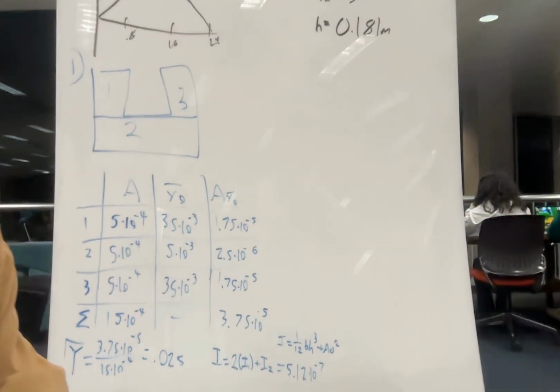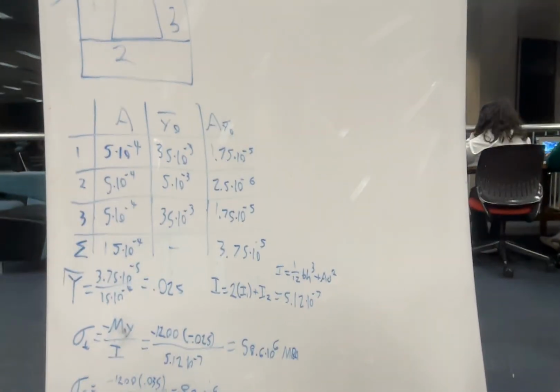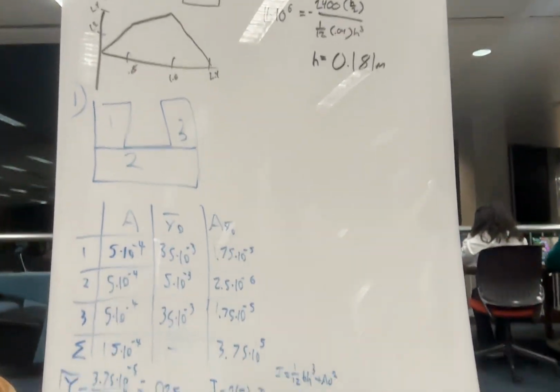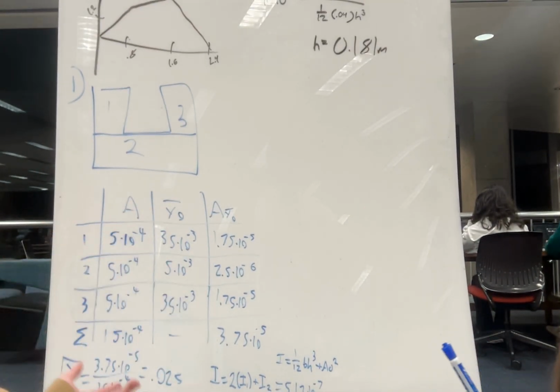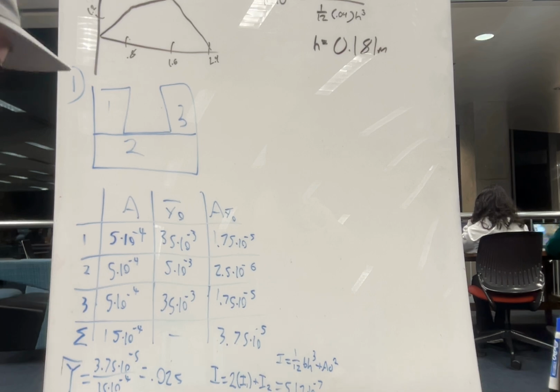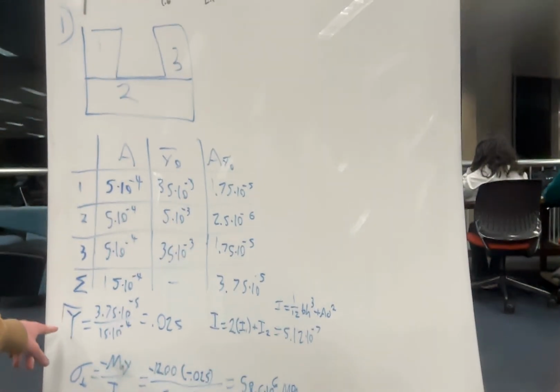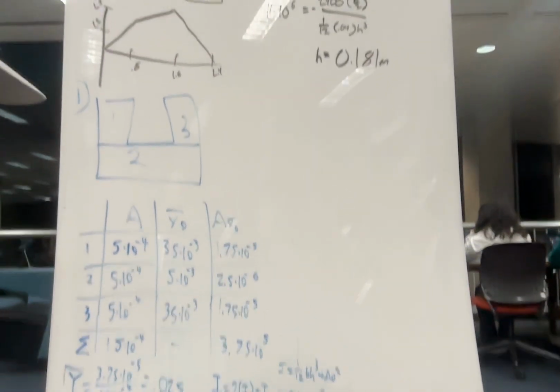So we start with the centroid because that's the denominator. We need the moment of inertia, which you need the centroid for. So fill out the chart. This is like 30A stuff. I don't really need to go over it. In the end, we'll get that y bar is equal to 0.025.